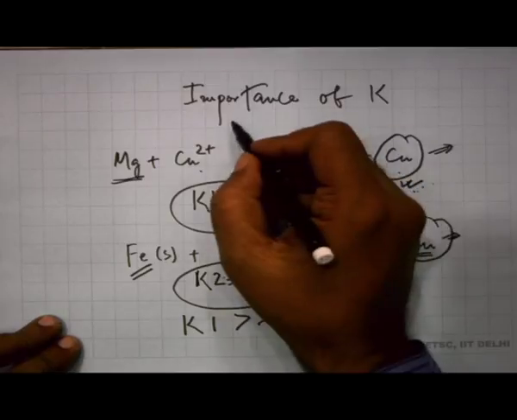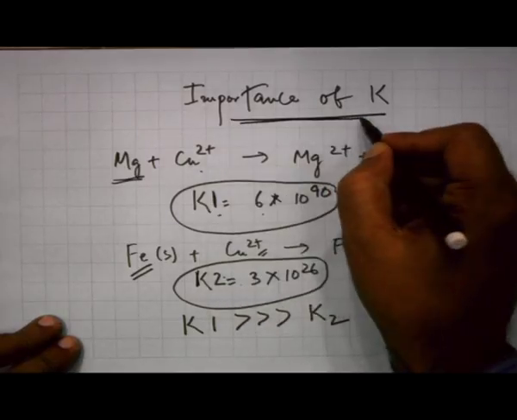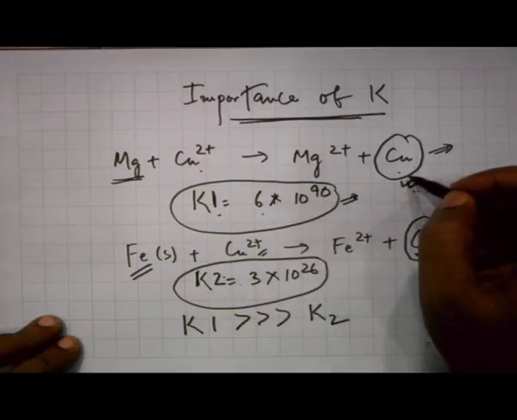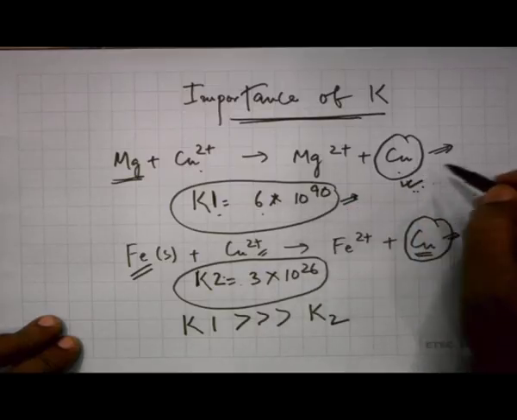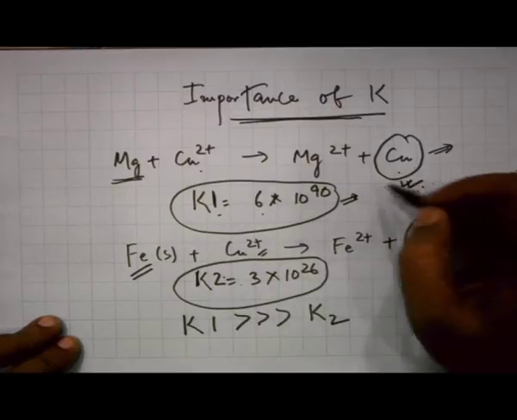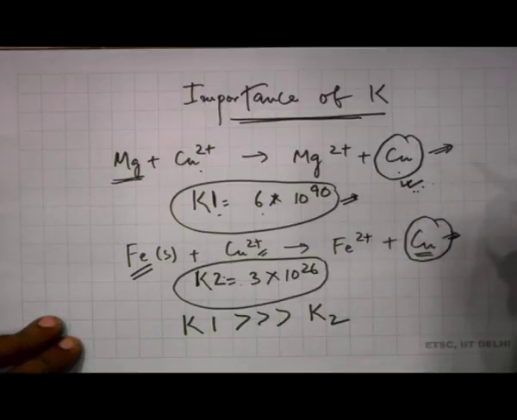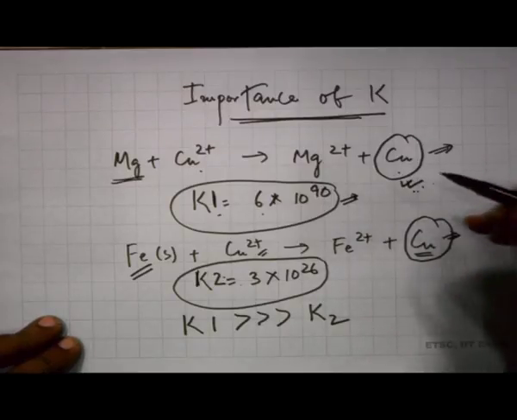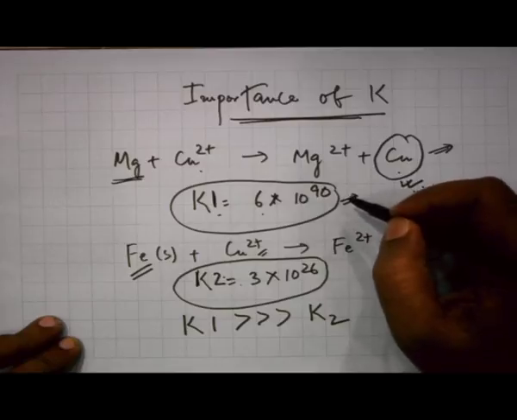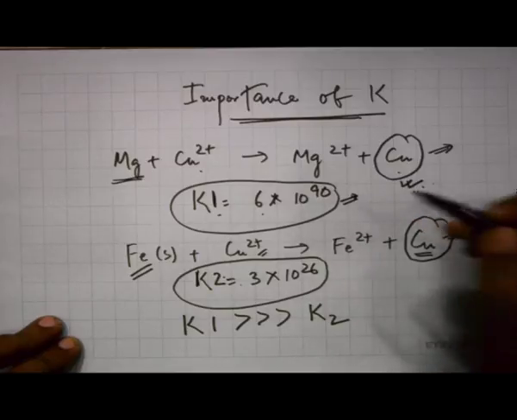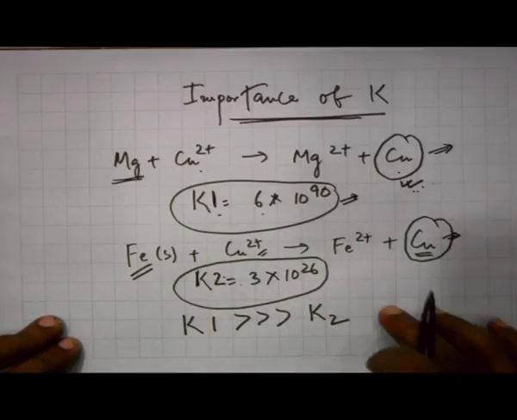So, the value of K will tell you how much a reaction can proceed or how much product can form. Product will be formed in the greater amount if your K value is large.